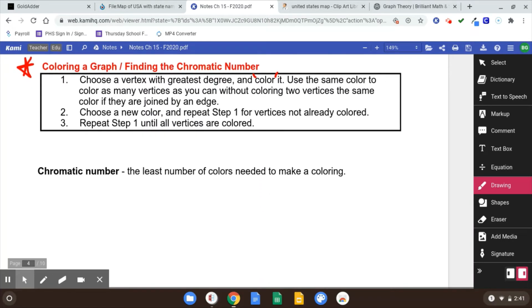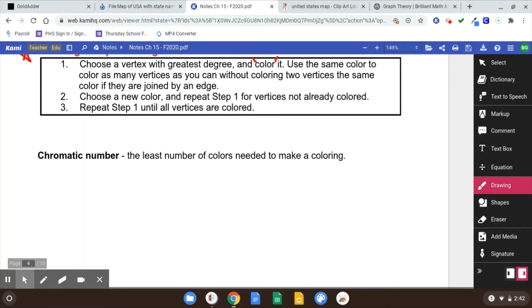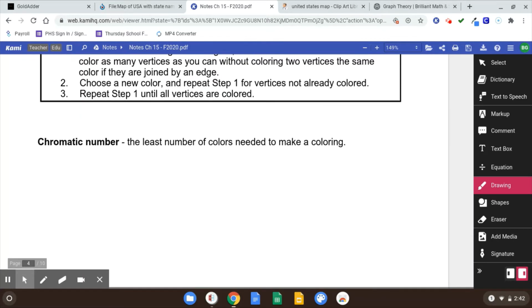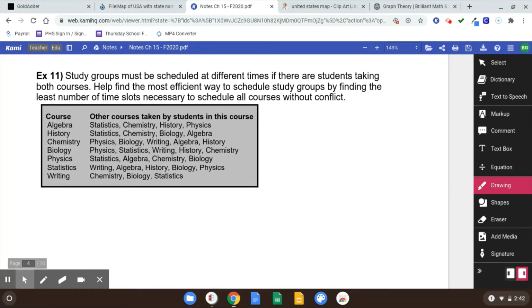What we're trying to find is called the chromatic number. The chromatic number is the least number of colors needed to do what we're talking about, to make a coloring. We are not literally coloring. We're trying to find the least number of colors or groups.